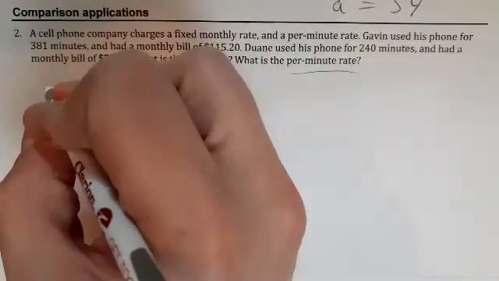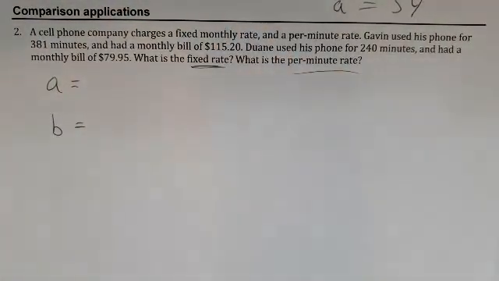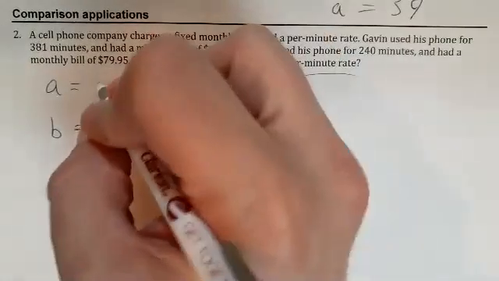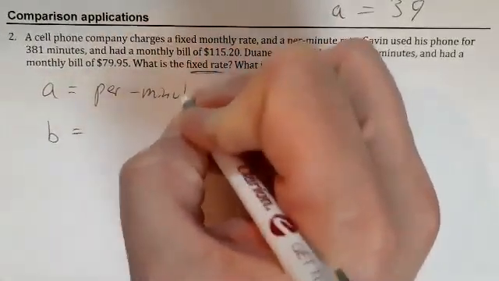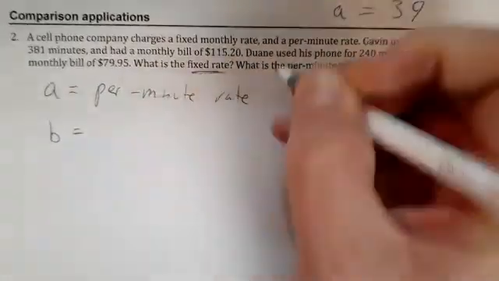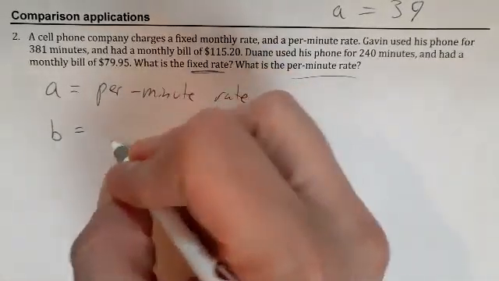Here they're asking, I think I reversed the order they asked them in. And so a would be my per minute rate, b would be my fixed rate.